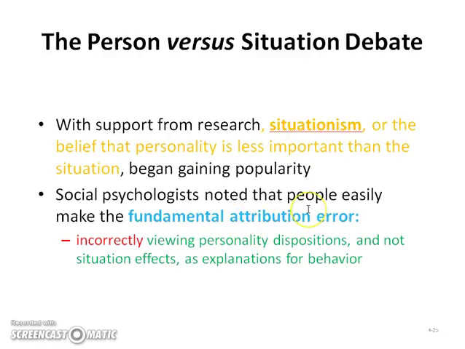From that arose situationism, or the belief that personality is not as important in determining behaviors as situations are. So that really changed the focus of research in personality theory and social psychology. And social psychologists talk about something called the fundamental attribution error, which is where we incorrectly view personality dispositions and not the situation as causing behavior. So again, the focus is now becoming to be on situation, not just personality.